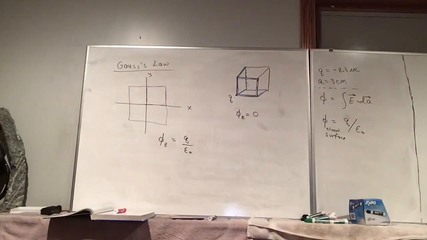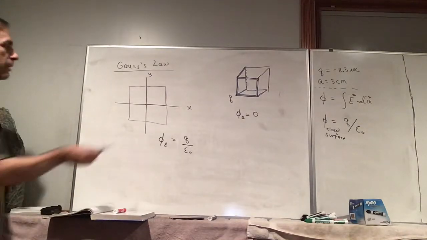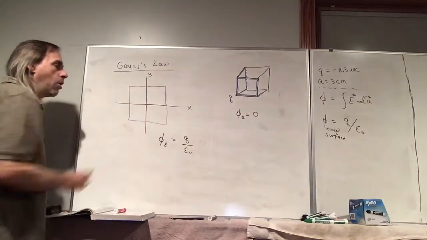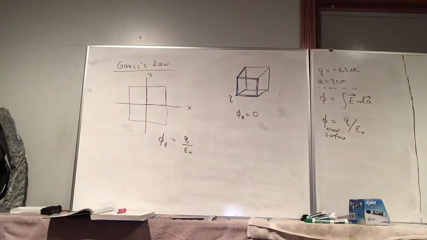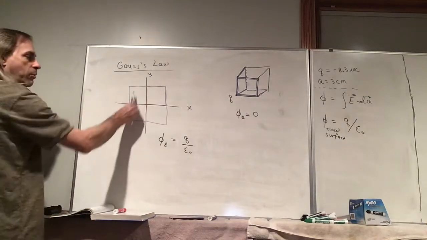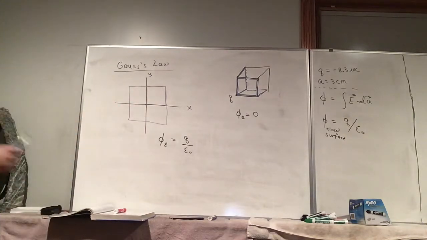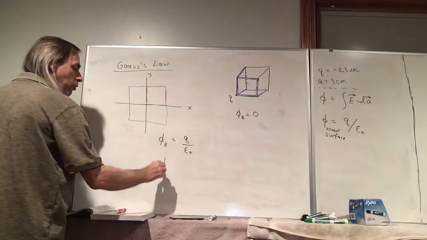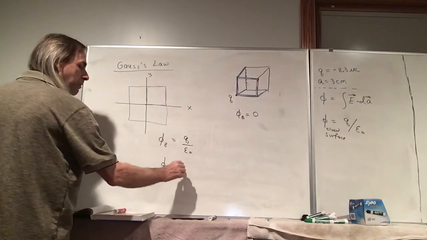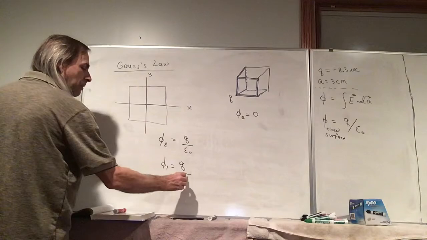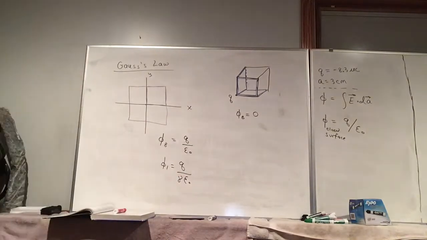And because it's symmetric, the charge is right in the middle, they're all cubes. And so by symmetry, the flux through each of these cubes would have to be the same. So the flux through a single cube would be q over 8 epsilon naught.